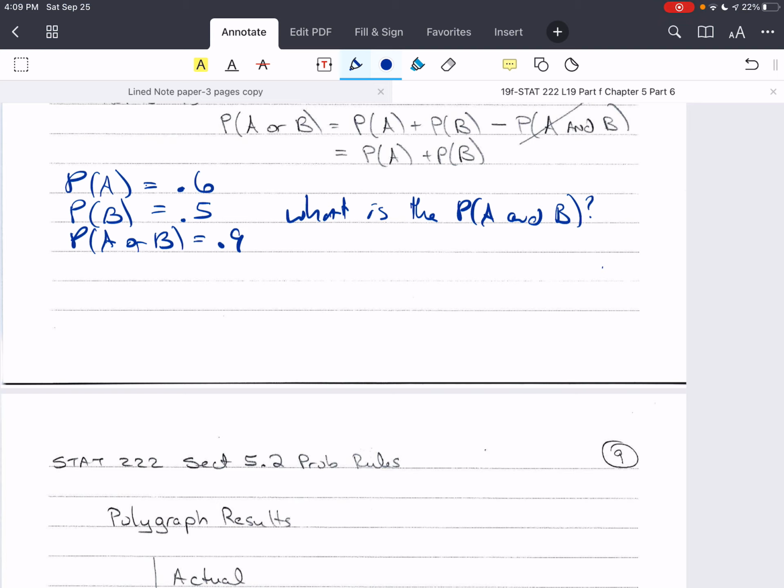Now, usually when we see an and, we think the multiplication rule. However, if anywhere in your problem you see the or, if there is an or somewhere in the problem, think addition rule. So the addition rule says the probability of A or B is equal to the probability of A plus the probability of B minus the probability of A and B. Now I want to solve for the probability of A and B.